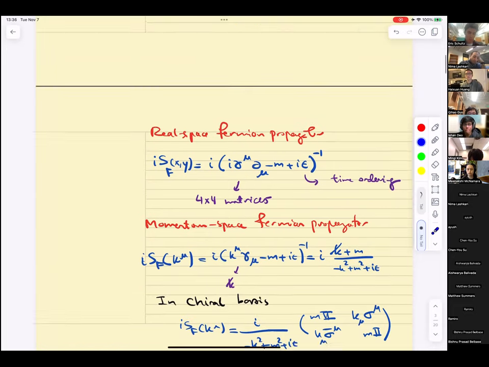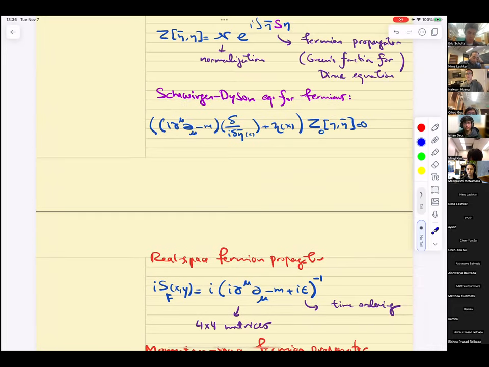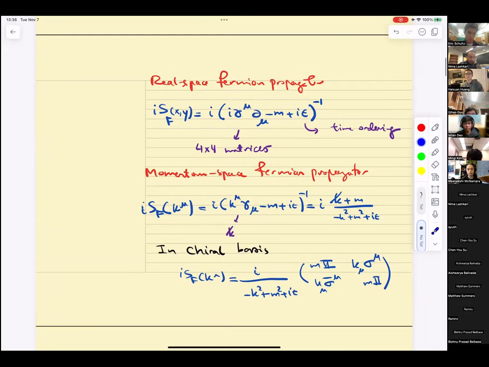Then we talked about this propagator. In real space we wrote it as iS_F, the fermion propagator in real space x and y. These are four coordinates, x mu and y mu, but for simplicity I just write them as x and y to keep the notation clean. It is i gamma mu del mu minus m plus i epsilon. This i epsilon is time ordering. We said that in path integrals, what comes out naturally is always time ordered. We call this a Feynman propagator. Again, I repeat, these are 4x4 matrices.